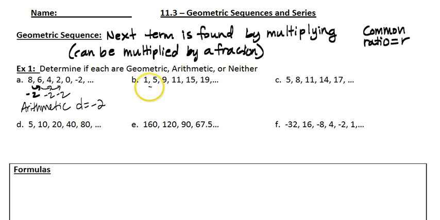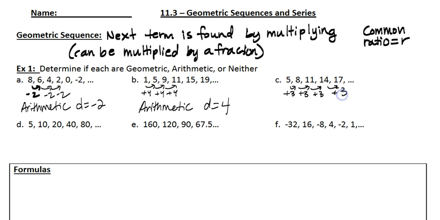This next one, first maybe I'm going to test arithmetic each time. Okay, you know what? This one is +4 every time. So this one is also arithmetic, and d is 4. Let's look at example C, I guess I should say. Alright, I made some boring examples because that one is also arithmetic. Arithmetic, d is 3. Now look at the next one.